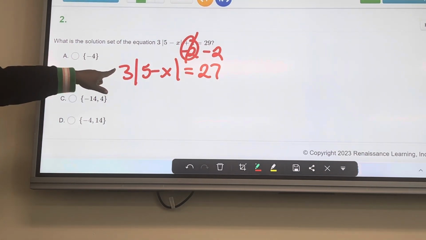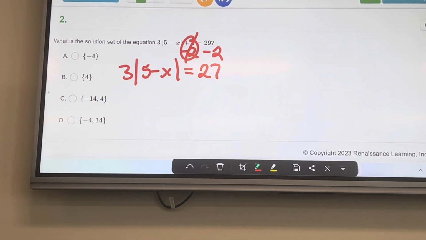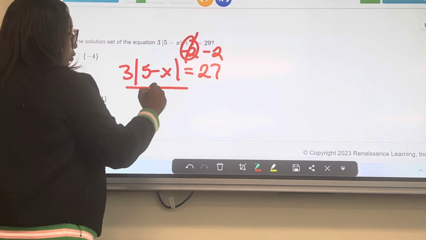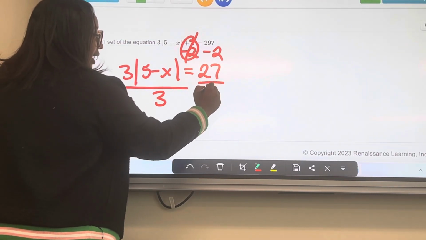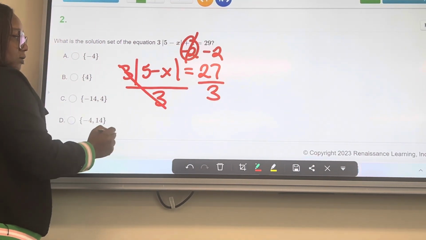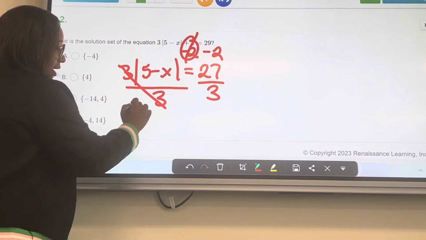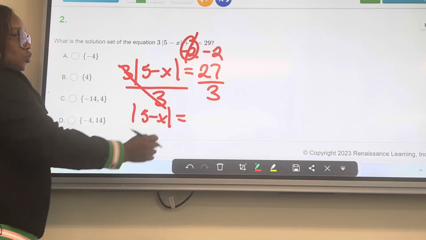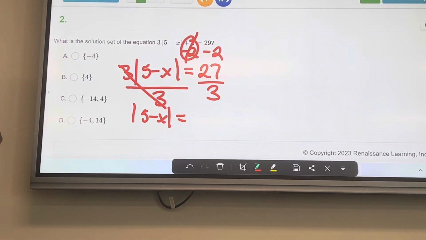So now I'm going to get rid of this multiply by 3. What's the inverse of multiply by 3? I'm going to divide both sides, the entire side, by 3. 3 divided by 3 cancels out. And it leaves me now with the absolute value of 5 minus x equals 27 divided by 3, which is 9.